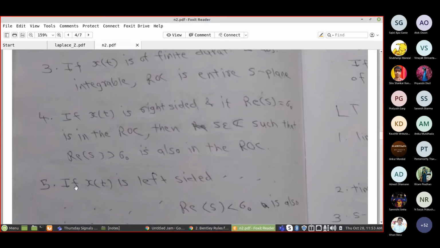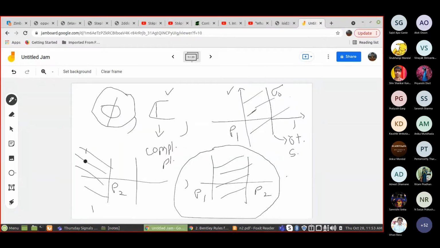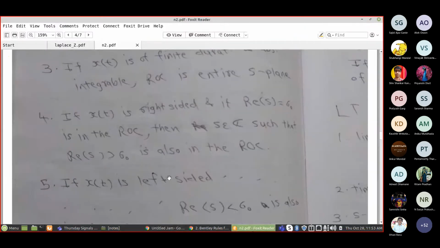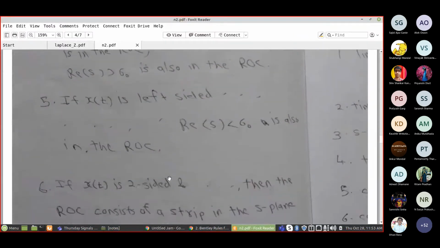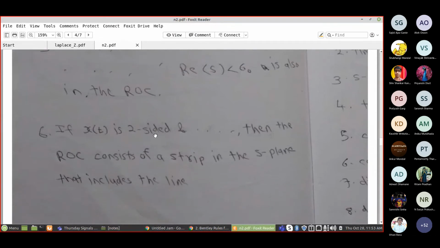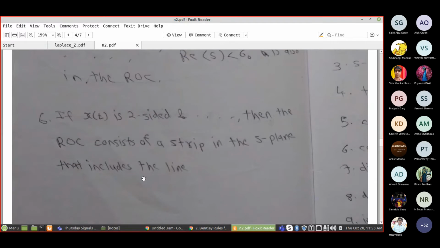Fifth says the same for left-sided signals. So just this thing to the left of this point. Sixth part is for two-sided. Then ROC consists of strips that include the line.